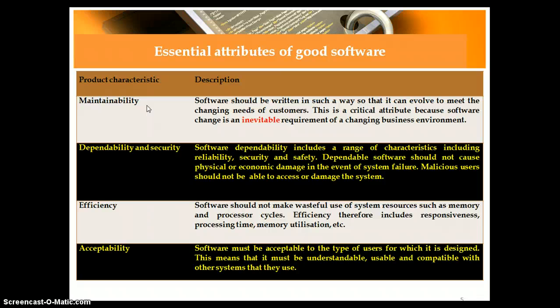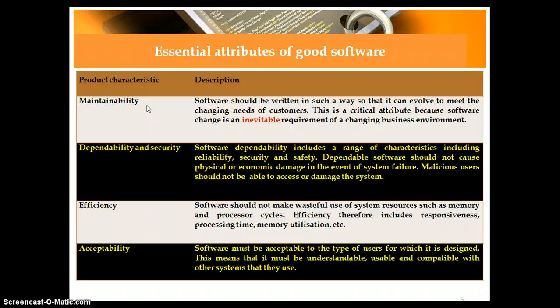Dependability and security. Software dependability includes a range of characteristics including reliability, security, and safety. Right now the most active research field in computer science is about security. Security in desktop computers, security in networks, security in clouds, everywhere. So this is the main attribute of your software.